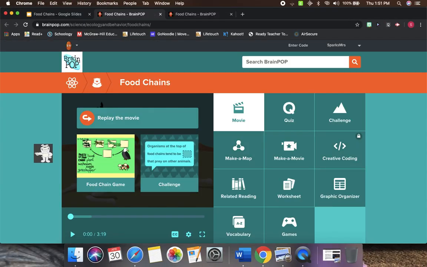So that movie told you a little bit more about food chains and food webs. So when we do the live lesson, we will play this game right here, the food chain game. So that way you guys can practice putting the different animals into the food chain where you think they're supposed to go.